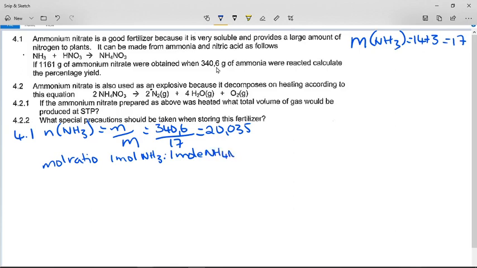I don't know if you remember, but ammonium nitrate is a good fertilizer, but it's also the explosive used in quarries. So it's quite a common explosive. With the ratio 1:1, we would produce 20,035 moles of ammonium nitrate if we assumed 100% yield. So this number of moles of ammonium nitrate is our theoretical yield.